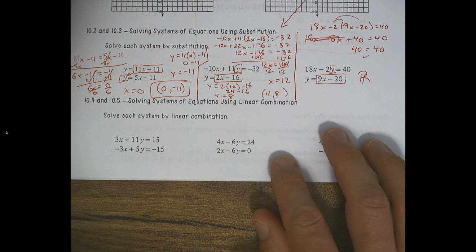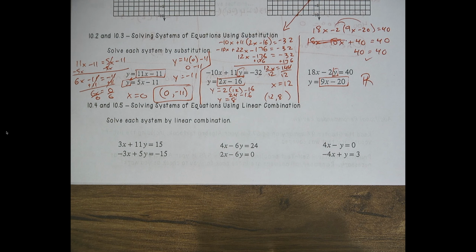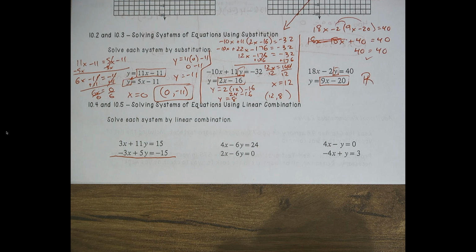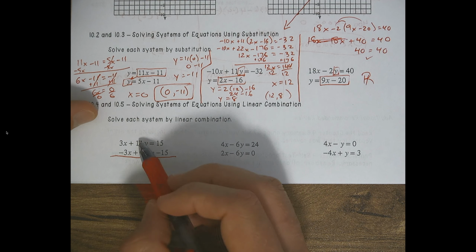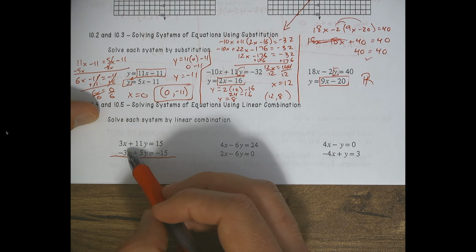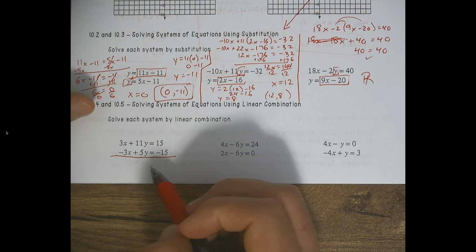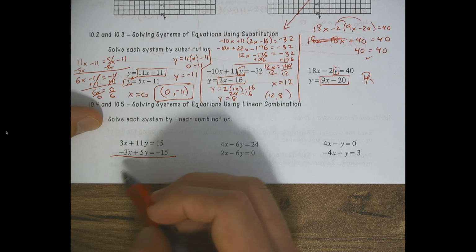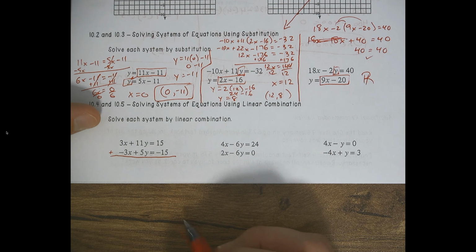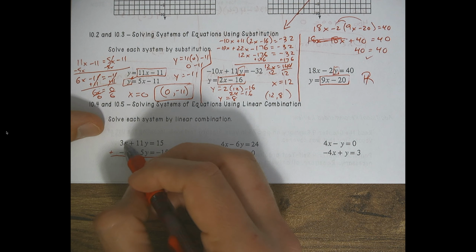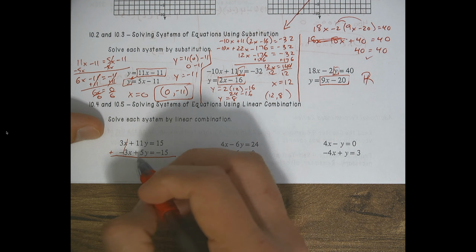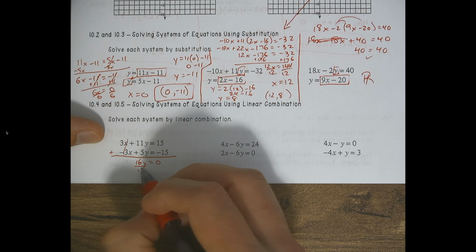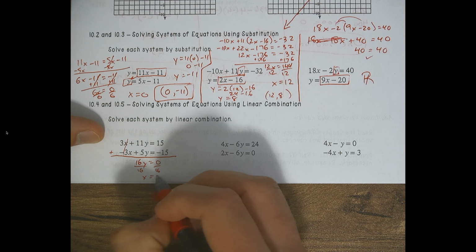All right, then 10.4 and 10.5, we started solving by linear combination, and that's when you actually add the two equations straight down and see what you're left with. This one we can go ahead and do right away. The whole point is we want either our x or y to eliminate themselves. So a 3x minus a 3x or plus a negative 3 will cancel. And so that's perfect. And so if we do 11 plus 5, we get 16y. And here we get 0. Divide by 16. y equals 0.